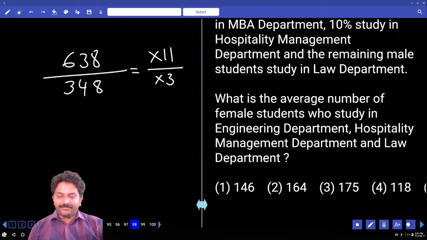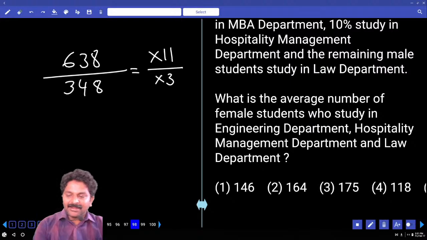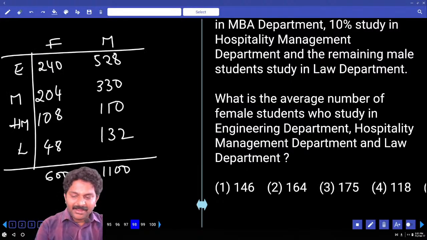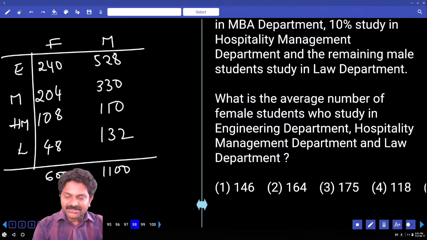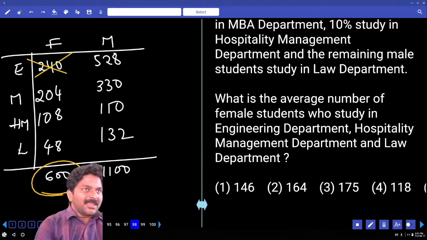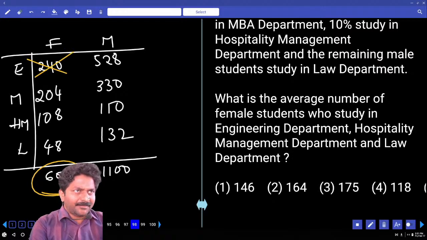What is the average number of female students who study in engineering, hospitality and then law? Except one, right? Am I right? So which is the one which is not required? Engineering. Male or female? Female. How many female are there? 600. And you don't want engineering people. 240 you don't need.